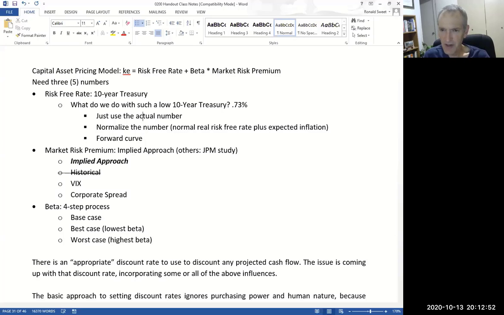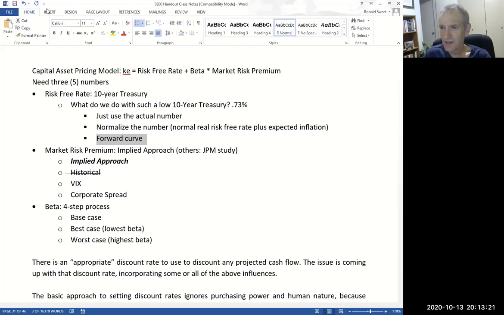One of the reasons Damodaran says just use an actual number is because you can't invest in the normalized number. It doesn't exist. But you can actually invest in the forward curve. You would just buy the 20-year treasury and short the 10-year treasury, and you now have the 10-year treasury 10 years from now. So you actually can execute the forward curve. It is actually possible. So that gets around the argument that he makes for why you should use the actual number. So you have to deal with that.